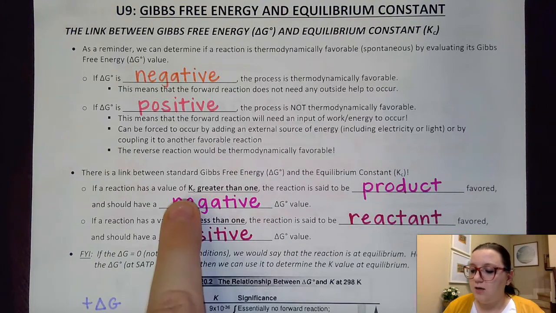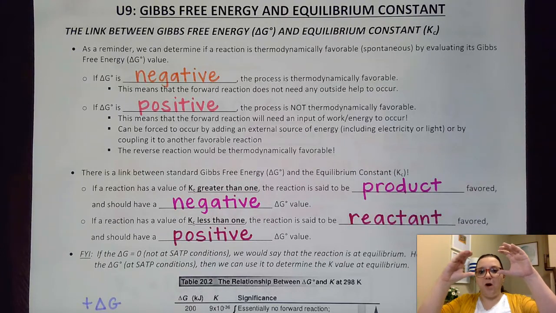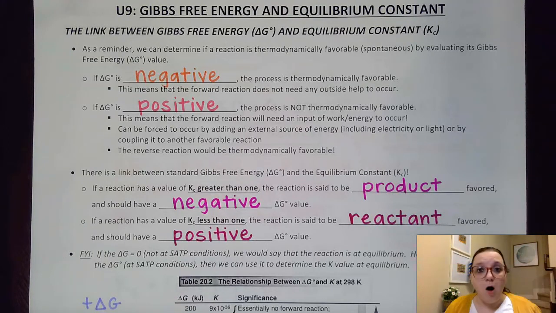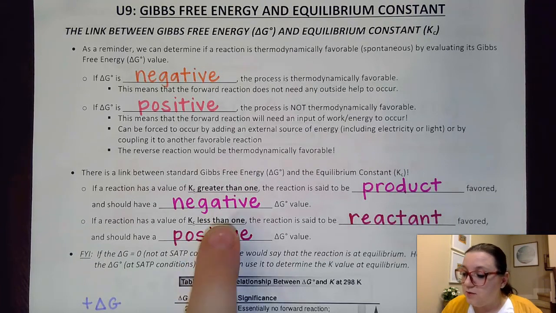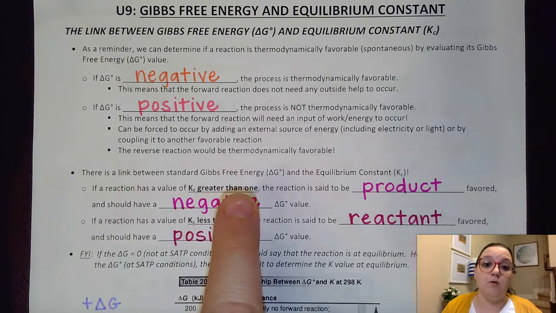So let's first talk about a Kc greater than 1. If I have an equilibrium constant greater than 1, thinking about the fact that equilibrium constants are products over reactants raised to their coefficients, being greater than 1 would mean your numerator is greater. We would say that there are more products at equilibrium, or that the equilibrium was product favored, which means the forward reaction is proceeding in a significant amount. I'm making lots of product. So what that means is that our forward reaction is favorable.